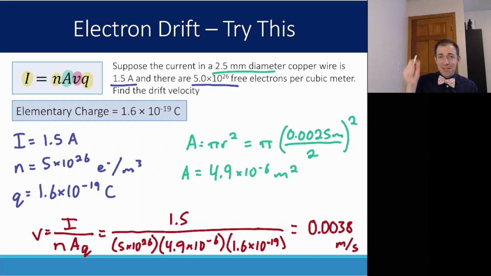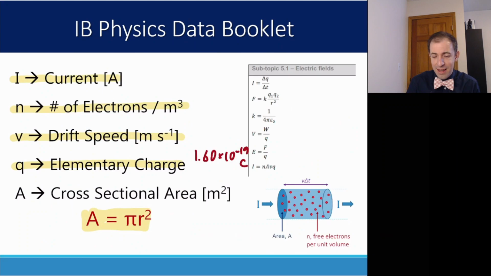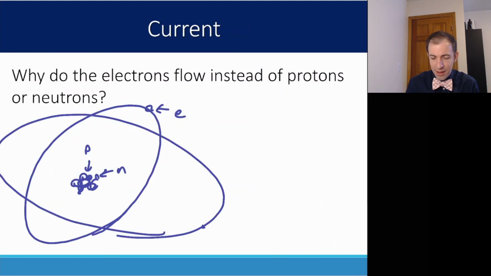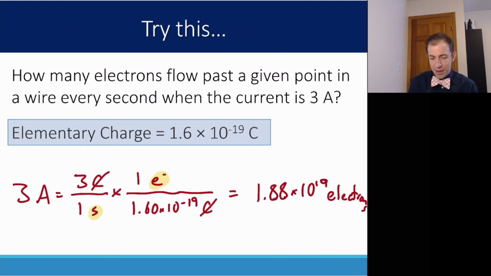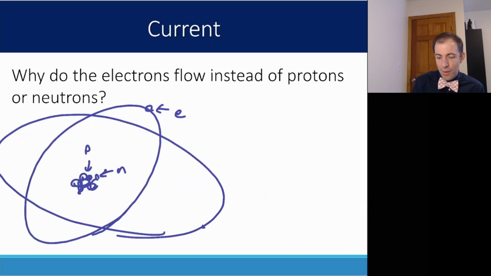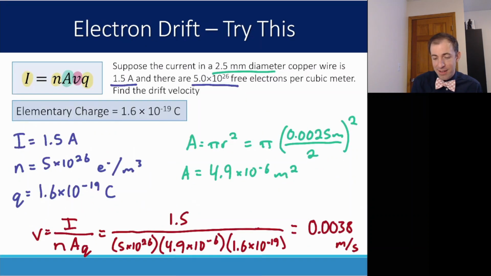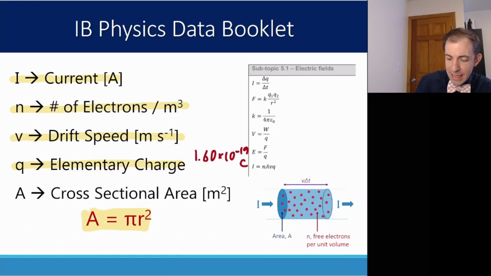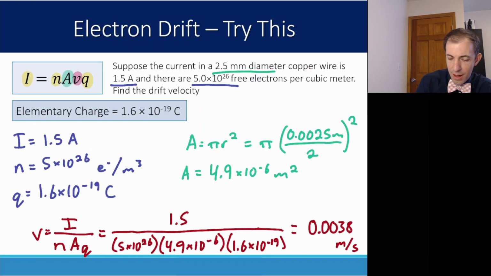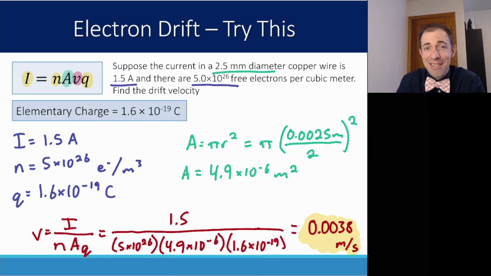So that means for this current to happen, 1.5 amps, which for the record is a ton of electrons per second. That's half of what we calculated earlier. We calculated 3 amps was 1.8 times 10 to the 19th electrons per second. Well, this is just half of that. I'm still only getting a drift speed of basically 4 millimeters a second.